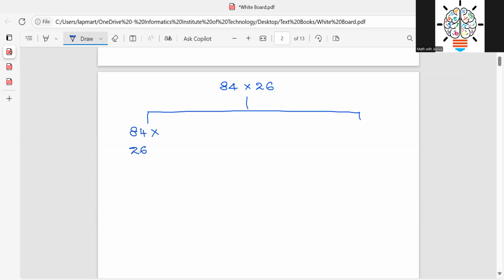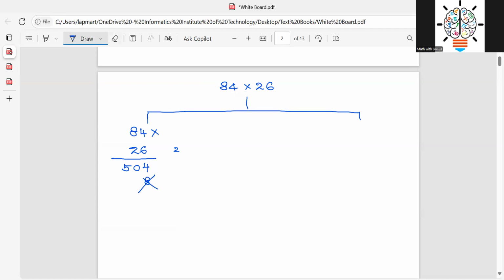Can you remember what we did when we are multiplying? First we multiply 84 by 6. 6 times 4, 24, 2 remainder. 6 times 8, 48, 48 plus 2, 50. Okay, then 2 times 4, 8. But here, we don't write 8 here. You know these things. This is wrong.